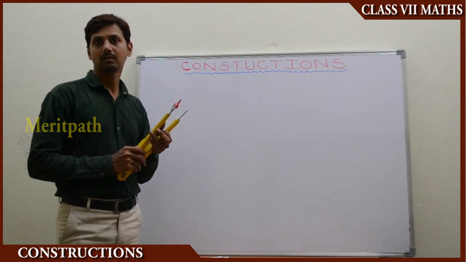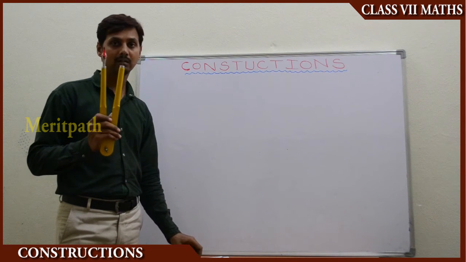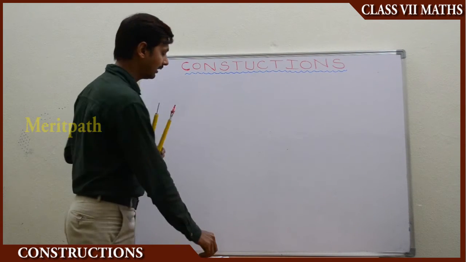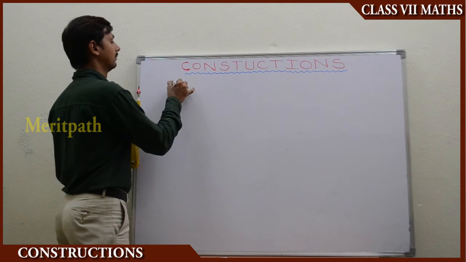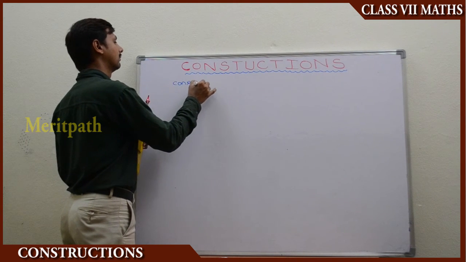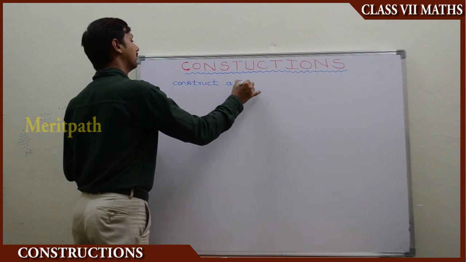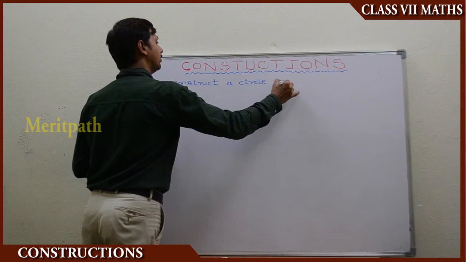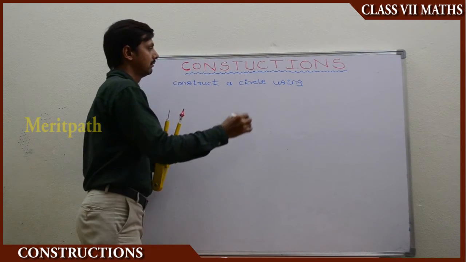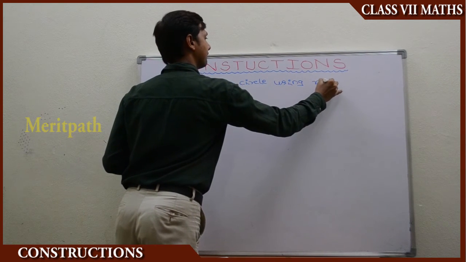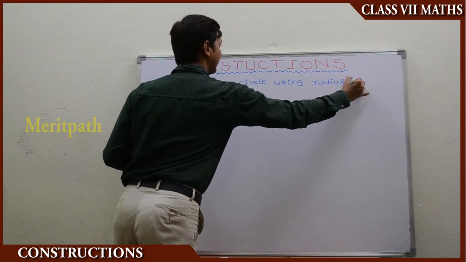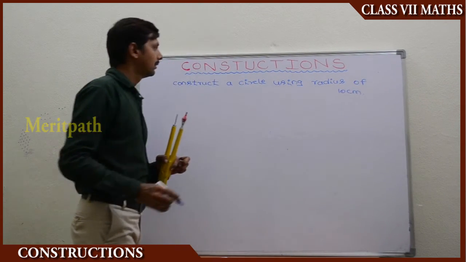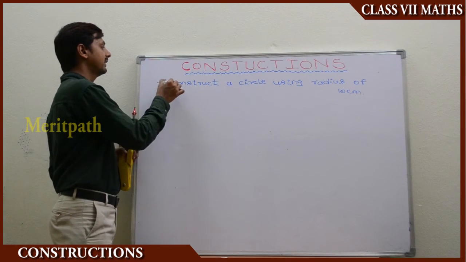Let's take a compass and scale. Using these two, we'll draw a circle. Let's take an example. Construct a circle using the radius of 10 centimeters. We need to construct a circle using the radius of 10 centimeters.